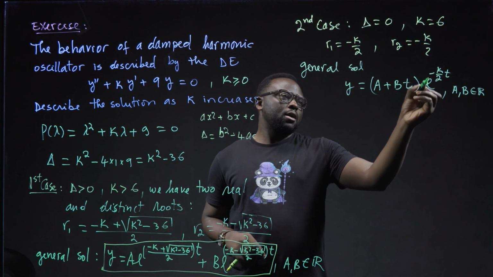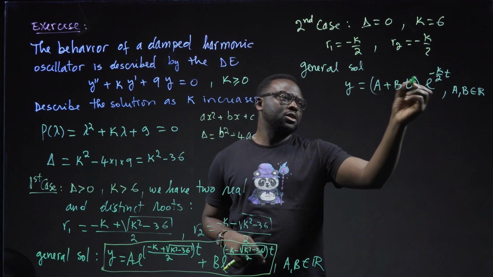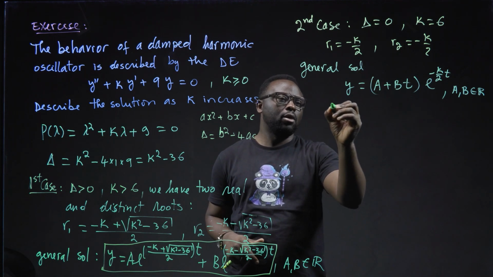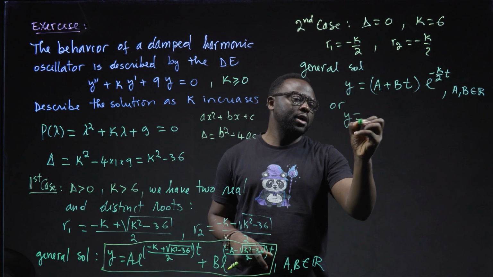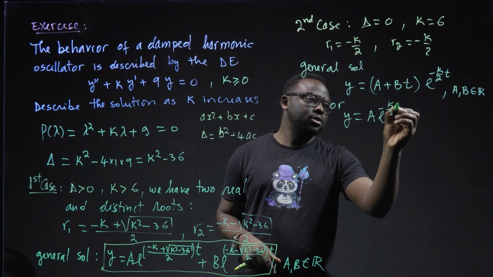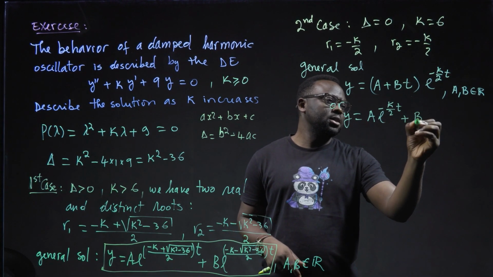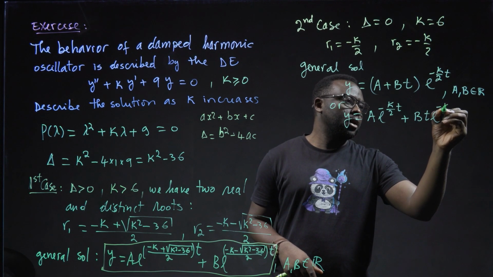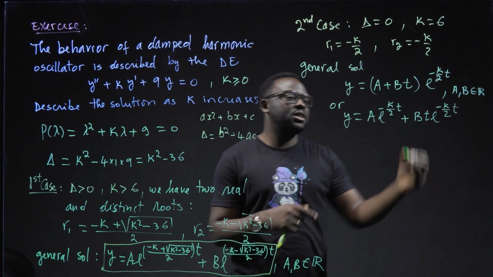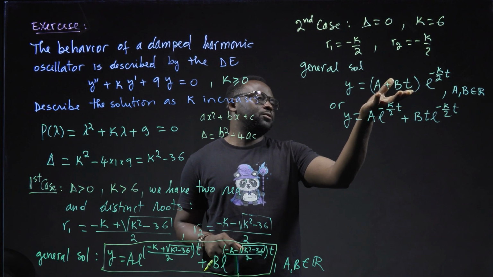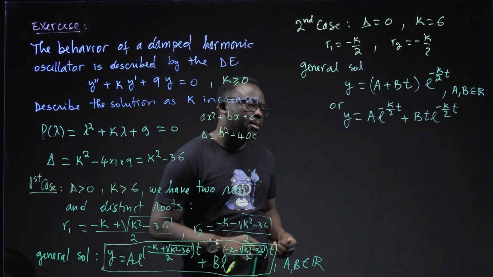As I told you, this is just one way to write this type of solution when you have repeated roots. You can write it in this way: y equals a times e to the power minus k over 2 t plus bt times e to the power minus k over 2 t. So they are similar. You can even see that this is just the factorized form of the second one.